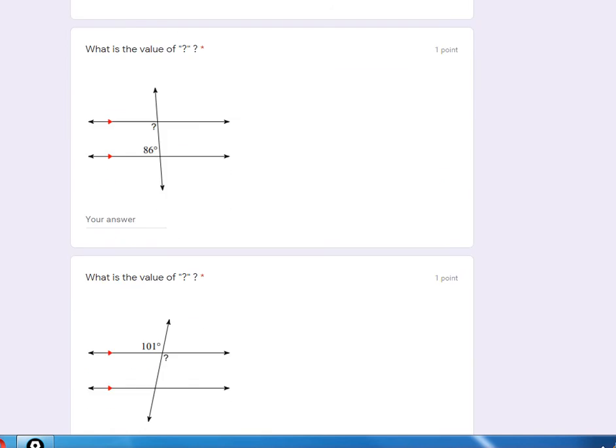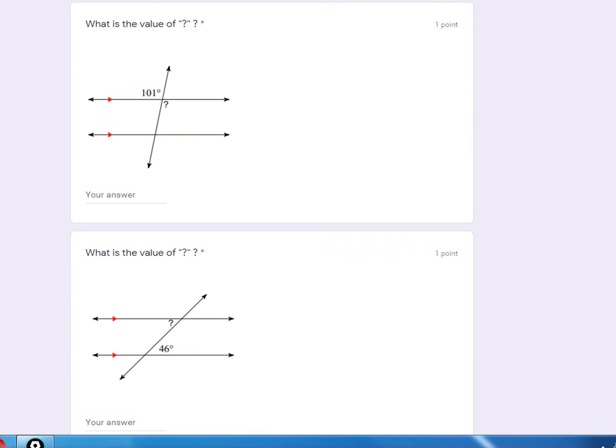Okay, moving along, let's check these two out. This one's across, so vertical angle, so 101 is going to be your answer. This one is alternate interior, so 46. So opposite the transversal, inside, they're going to be equal. So this one would be equal with this angle, and then let's say that this angle would be equal with this angle. Okay, moving along, checking it out.